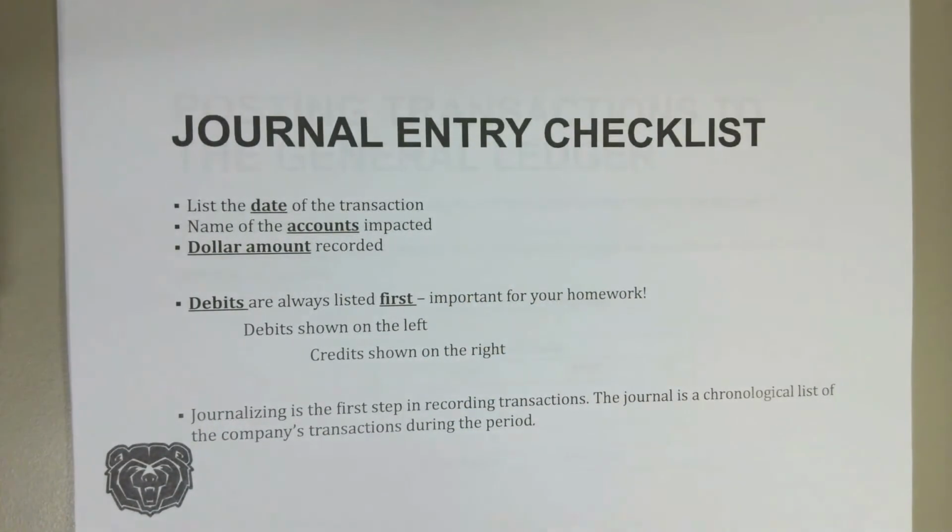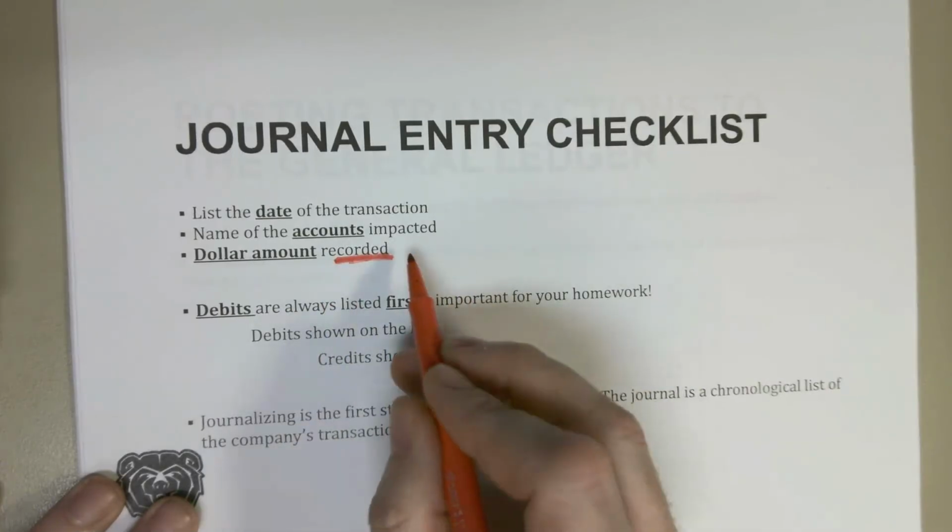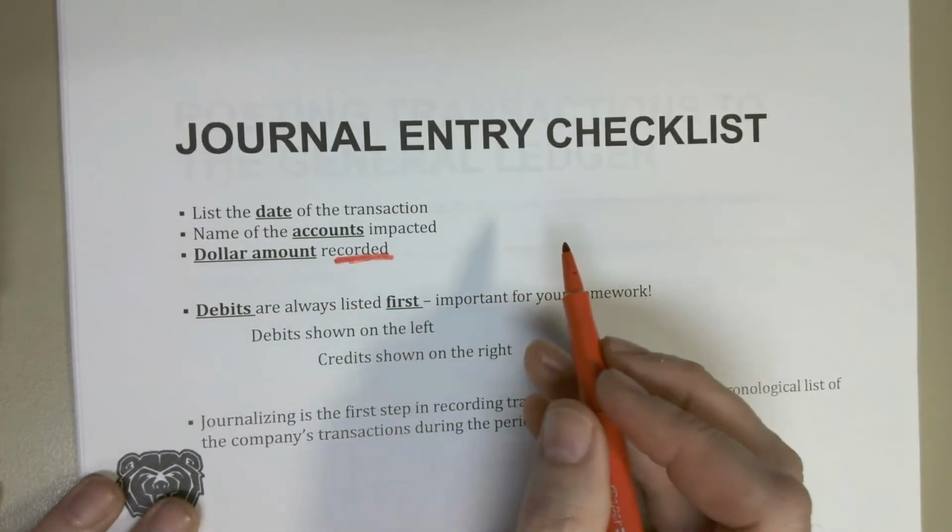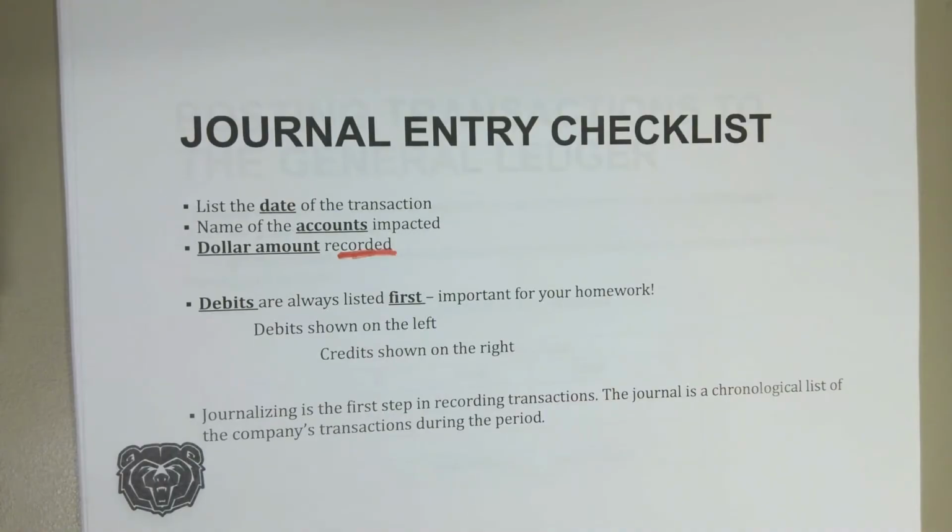So just do your checklist. Do you have the date of the transaction? Do you have the name of the accounts impacted? Do you have the dollar amount recorded? And remember, this is important. We measure, record, and communicate, right? That's the whole point of financial accounting.